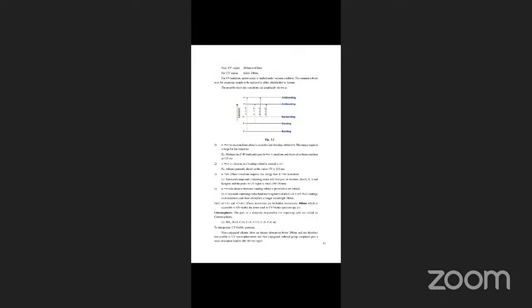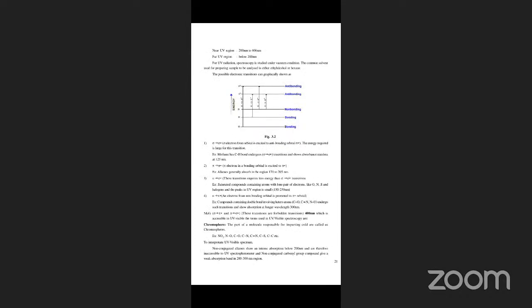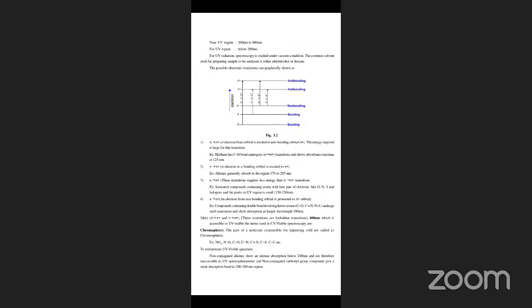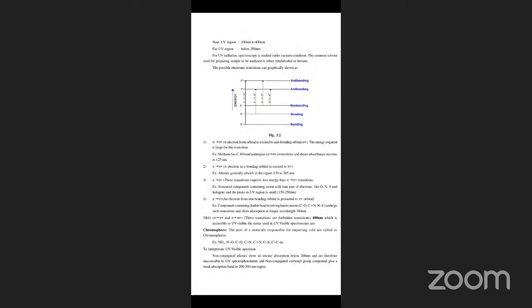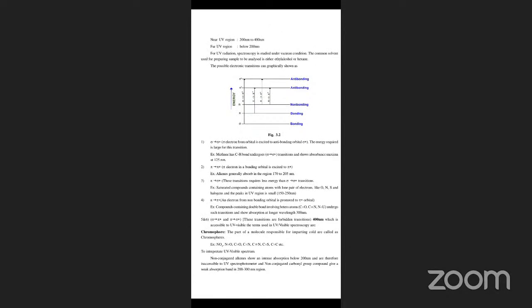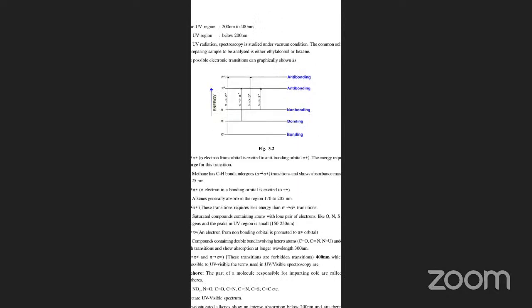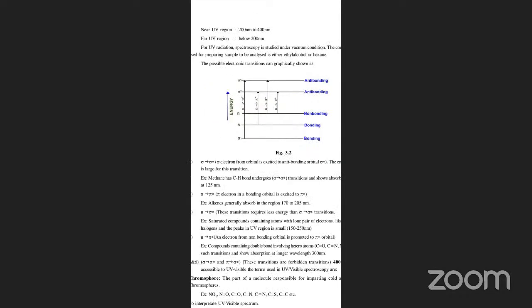So here the near UV region is 200 nanometer to 400 nanometer, and the far UV region is below 200 nanometer. For far UV radiation, spectroscopy is studied under vacuum condition. The common solvents used for preparing the sample to be analyzed are either ethyl alcohol or hexane.